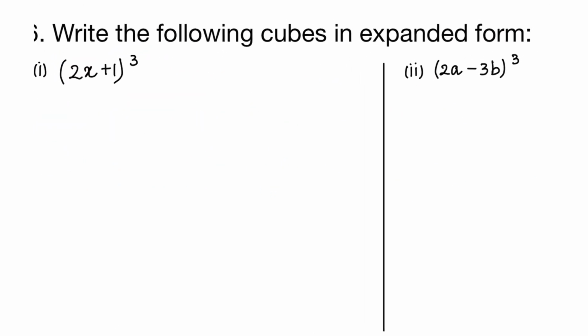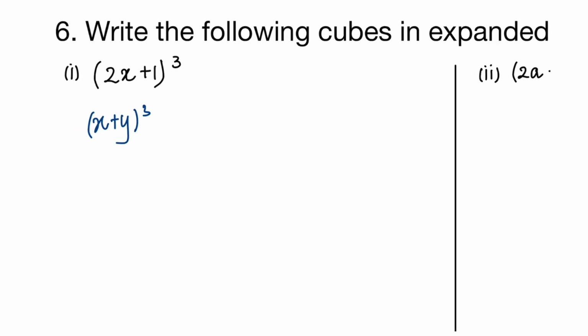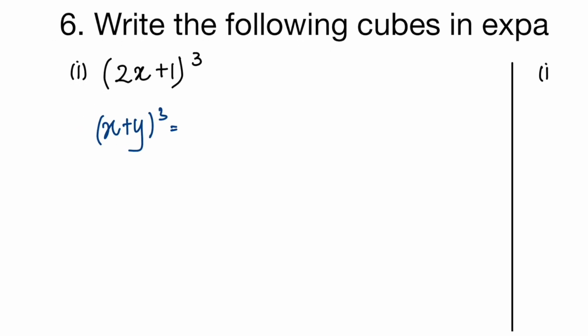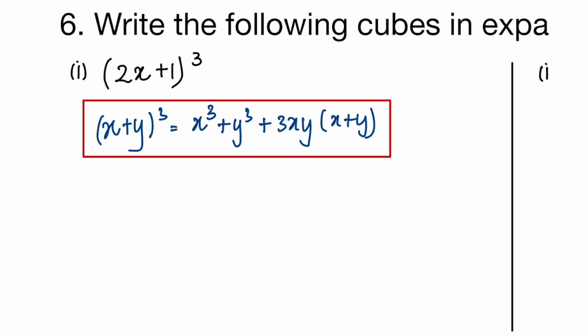Moving on to the next question. I'll not take much of your time. I'll try to complete this as soon as possible. So x plus y the whole cube. We are going to find the expanded forms and we are going to use the identity x plus y the whole cube. So x plus y the whole cube is equal to x cube plus y cube plus 3xy into x plus y. This is the identity that we know already. Just write it at the start of the question and be sure to remember it.